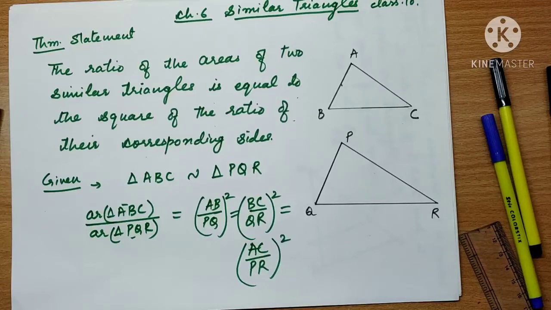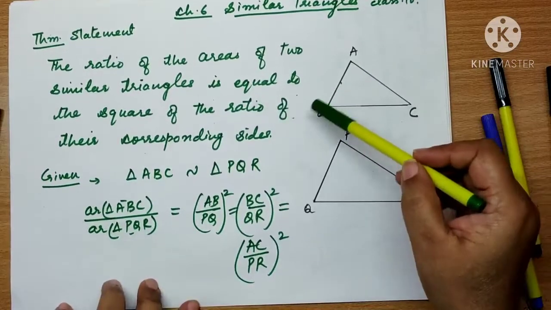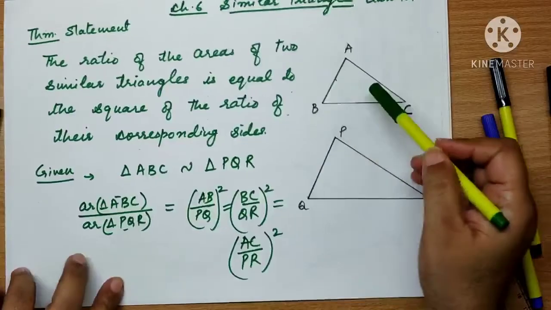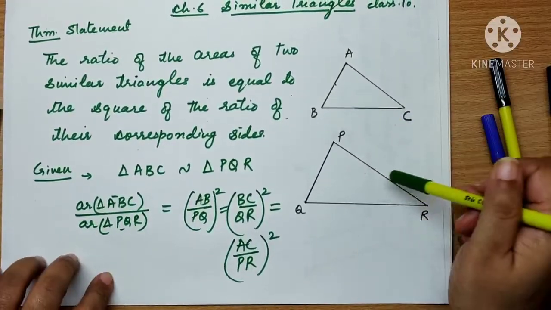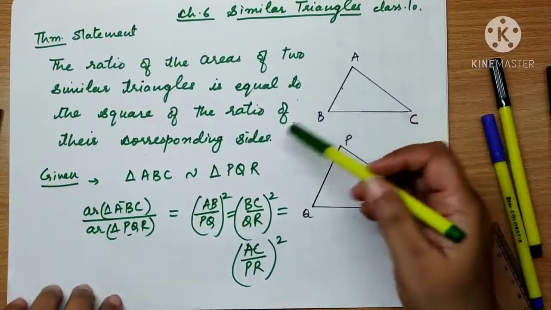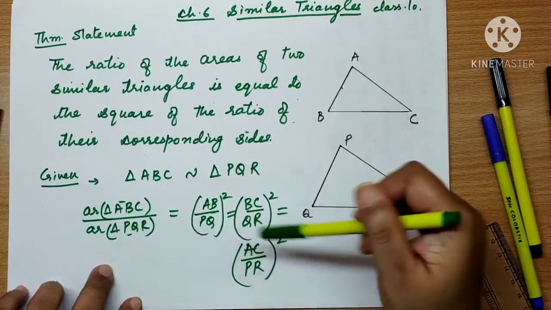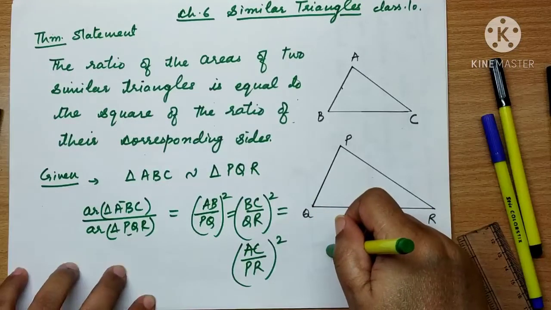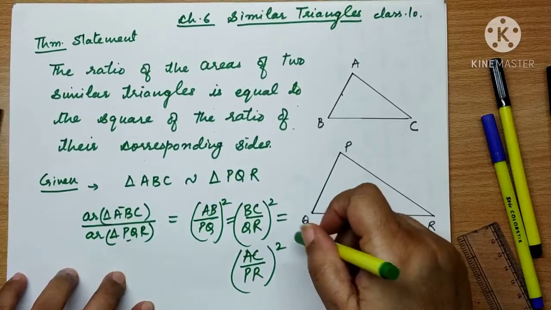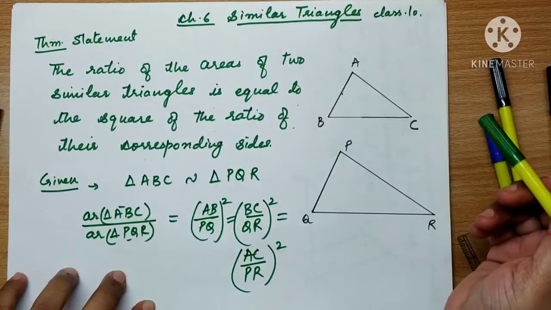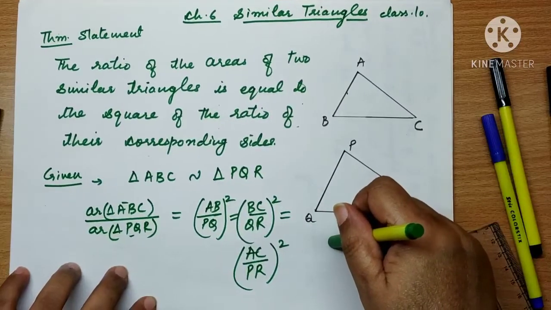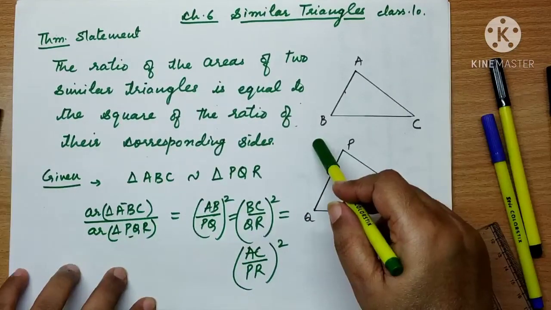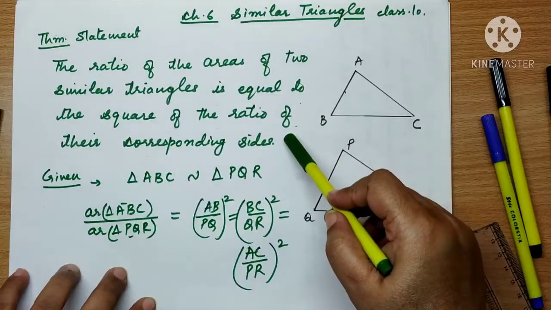It says the ratio of the areas of two similar triangles is equal to the square of the ratio of their corresponding sides. So if we have two similar triangles and we are trying to find the ratio of their areas, we can directly use this theorem. The proof of this theorem has been deleted from the syllabus this year, so we will not be discussing the proof. Now the theorem will be applied directly. This exercise is based on the application of this theorem only.